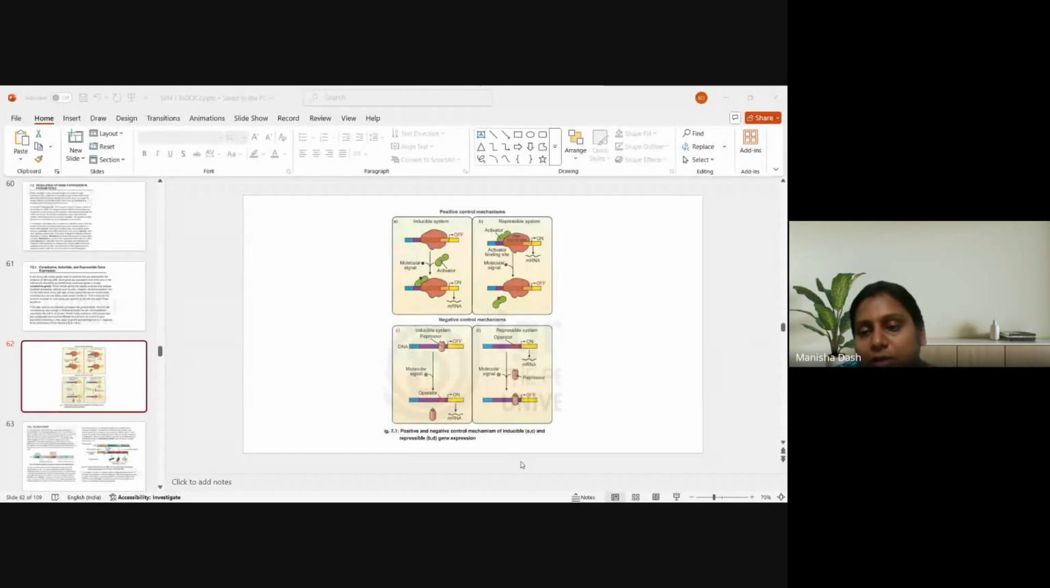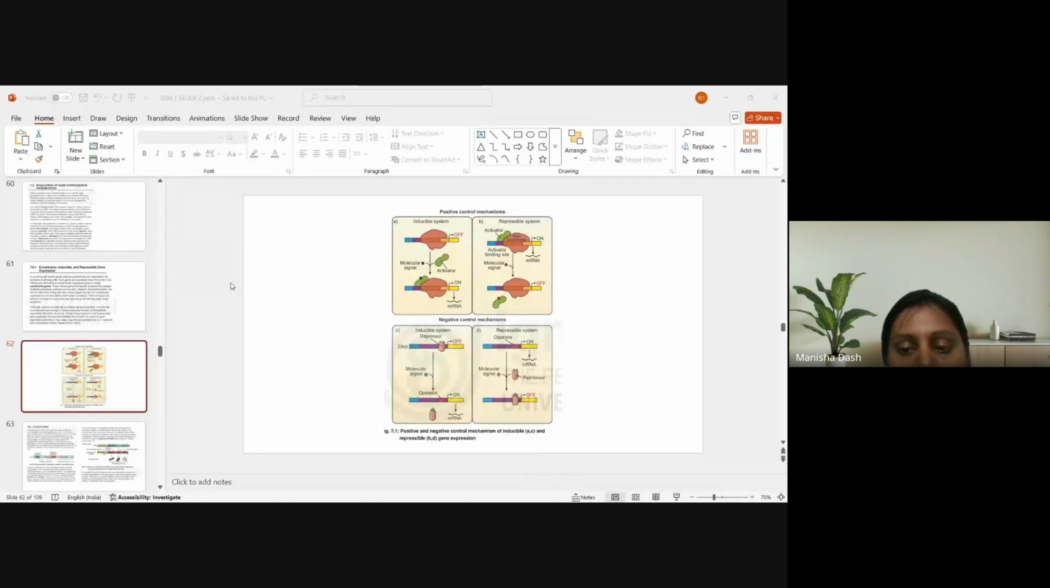Okay, next coming to the expression of the gene or the regulation of the gene at the operon level. So I hope this is known to all of you, the lac operon and the tryptophan operon. There are actually two ways by which the operon is regulated. One is called the positive control mechanism, another is called the negative control mechanism. As you can see in the diagram, in the positive control mechanism an activator controls the expression of the gene. In the negative control mechanism, it is the repressor that controls the expression of the gene.